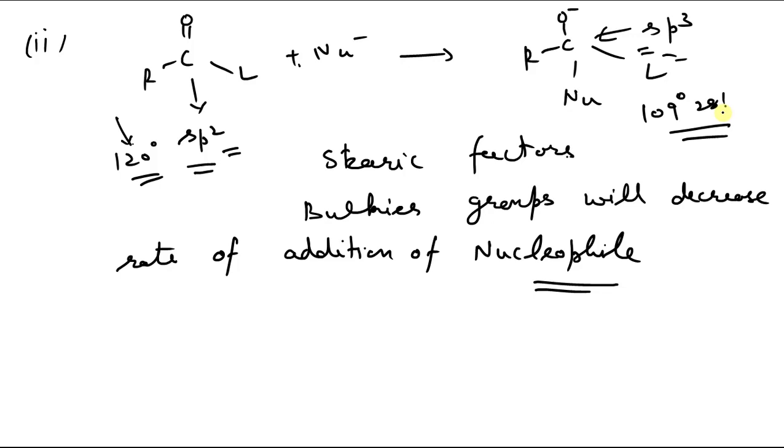So in order for this change to occur, the atoms have to come closer. If these are bulkier groups, it will become difficult for them to come closer. So the bulkier groups will decrease the rate of addition of nucleophile. Now let us come to the second step, elimination reaction. I will also compare it with aldehyde and ketone, why that reaction does not occur.